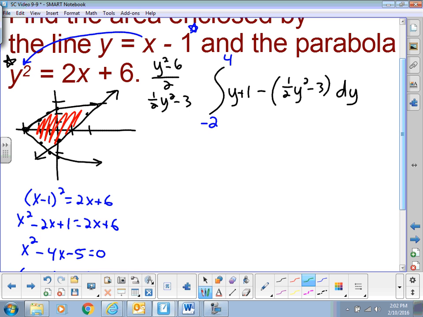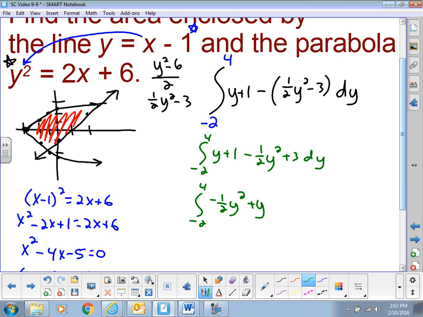So let's neaten this up some. We'll get negative 2 to 4, y plus 1. We'll distribute our negative. And then we can combine some like terms. So this is really negative 2 to 4, minus 1/2 y squared plus y, and then we'll have a plus 4 on the end.